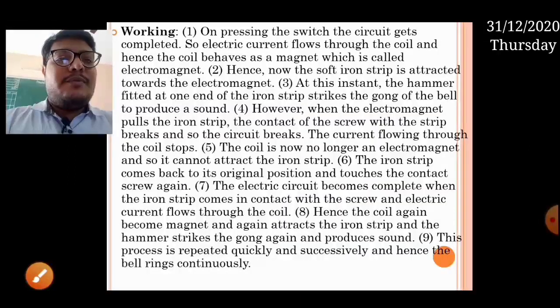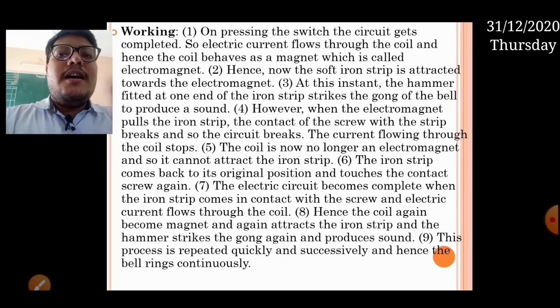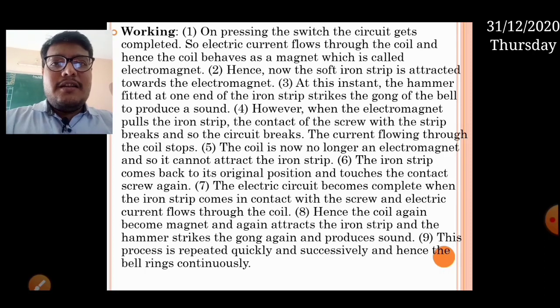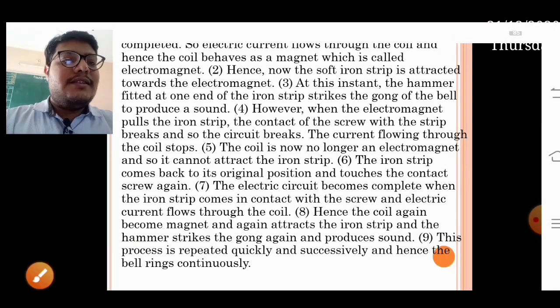Okay, let's see the next point here. Point 8: Hence the coil again becomes the magnet and again it attracts the iron strip. Again it will behave as a magnet, again it will attract that iron strip, and again the hammer will strike the gong and produce sound.